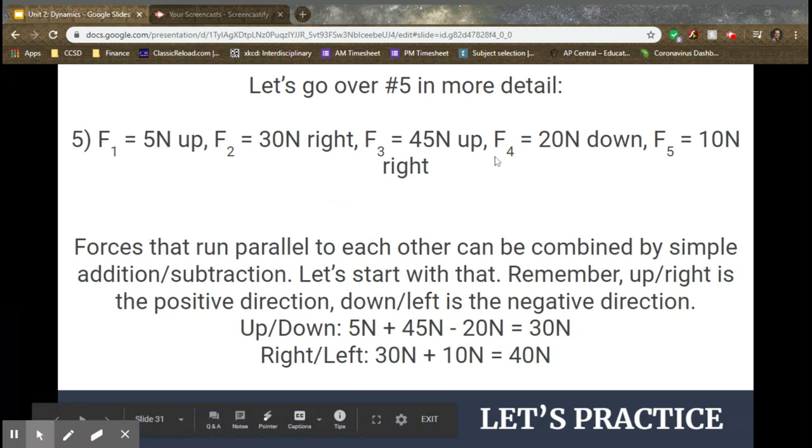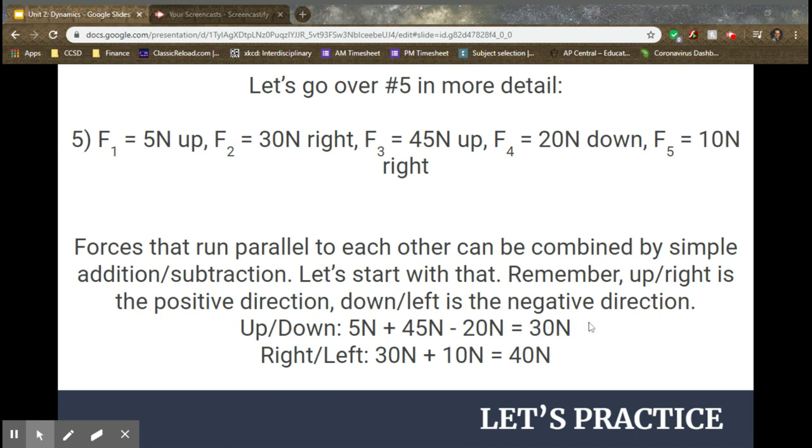Forces that run parallel to each other can be combined just by adding and subtracting, okay? Forces that are perpendicular, we have to do something else. So let's start by looking at parallel forces because those are easy to combine, okay? So up and down are parallel, right and left are parallel. So I looked at the up-down direction and I combined all of those to get 30 newtons.